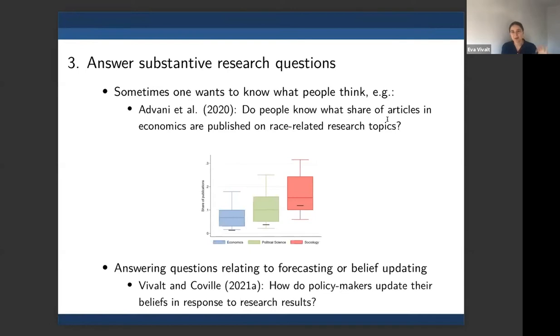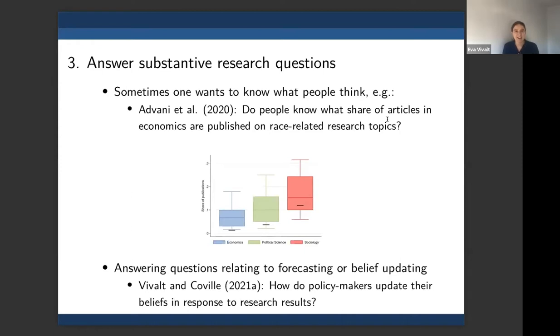And so these are box plots that show the distribution of forecasts. And then those black lines are the actual true value. So they ask people to essentially predict summary stats, predict what share of articles were on race-related research topics, the way they defined it. I've also got some work with Aidan Koval where we ask policymakers how they update their beliefs in response to new evidence.